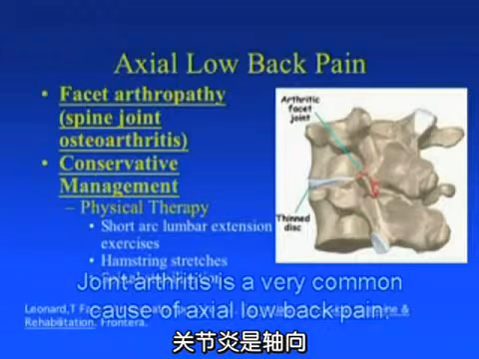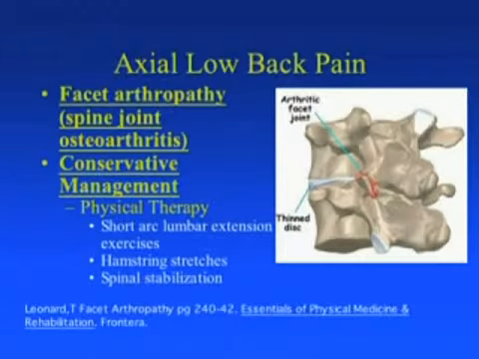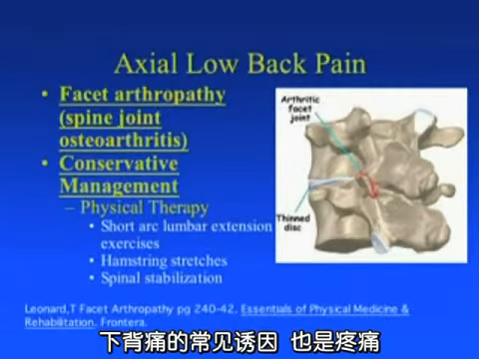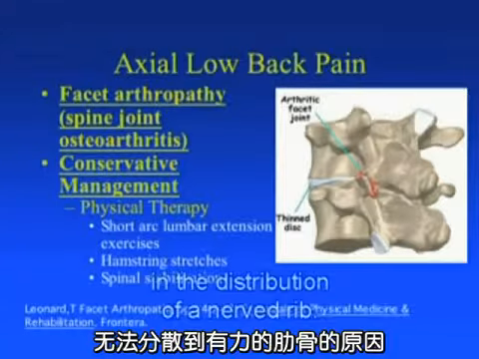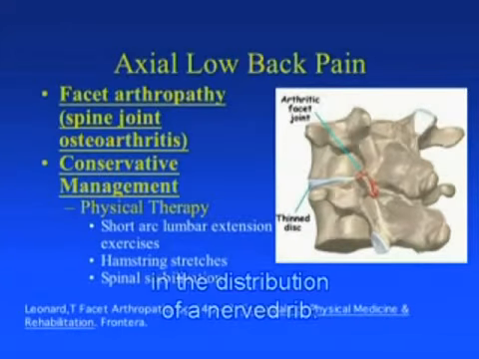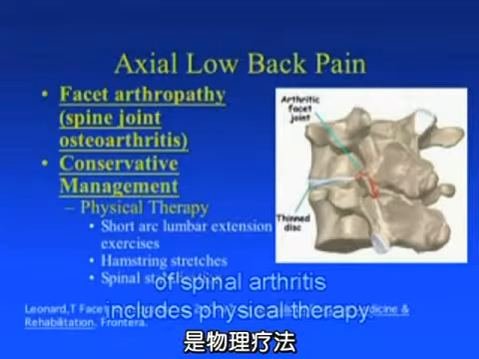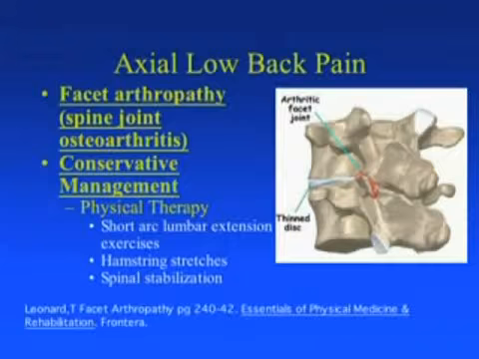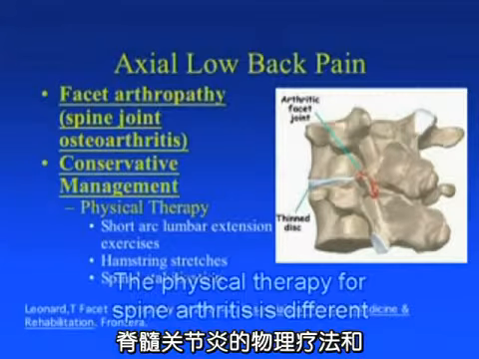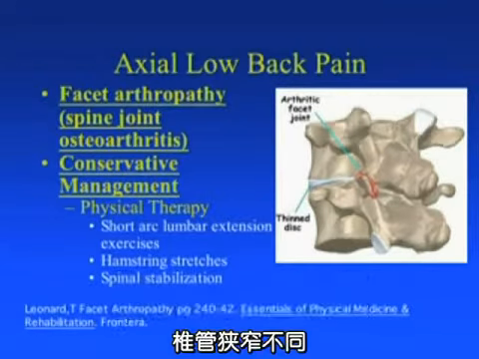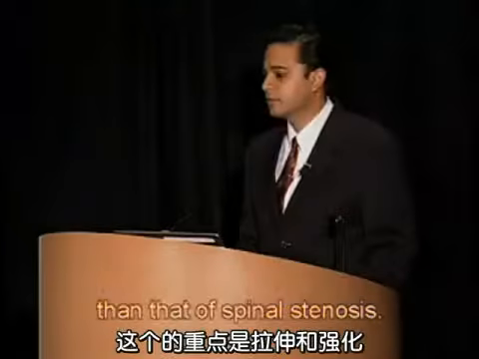Joint arthritis is a very common cause of axial low back pain, or pain that does not radiate in the distribution of a nerve root. Conservative management of spinal arthritis includes physical therapy. The physical therapy for spine arthritis is different than that of spinal stenosis.